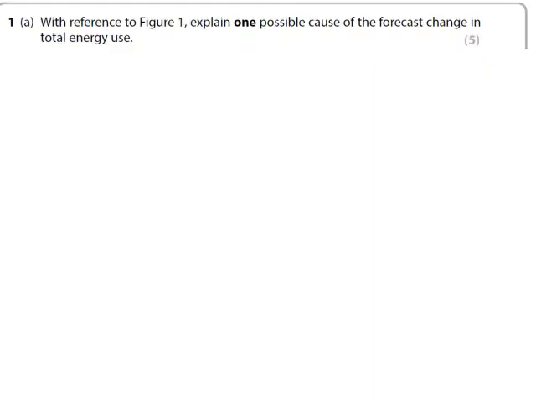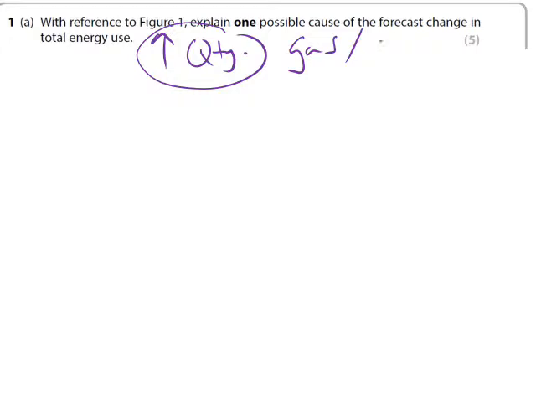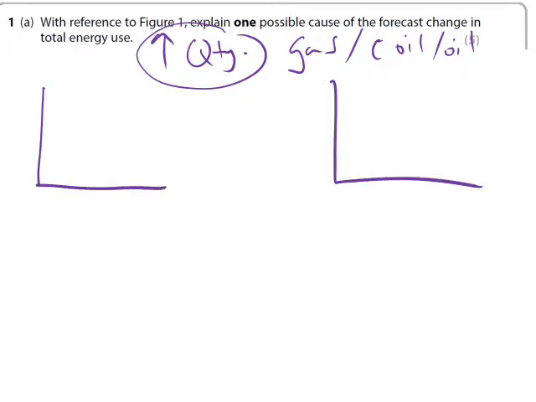Okay, so this first question, remember it says one possible cause of the forecast change in total energy use. Well, we have an increase in the quantity in all of the markets. You could refer to any of the types: coal, oil, gas, and so on. It's crying out for you to use a supply and demand diagram. There are 2 possible ones you could use, depending on which cause you go for.